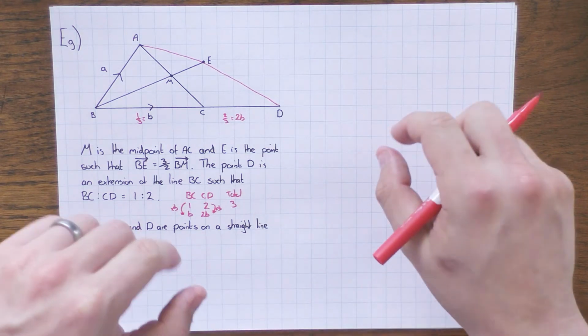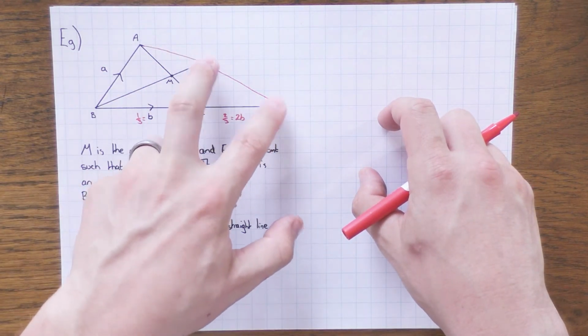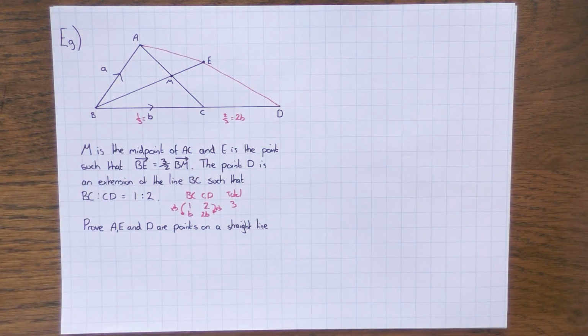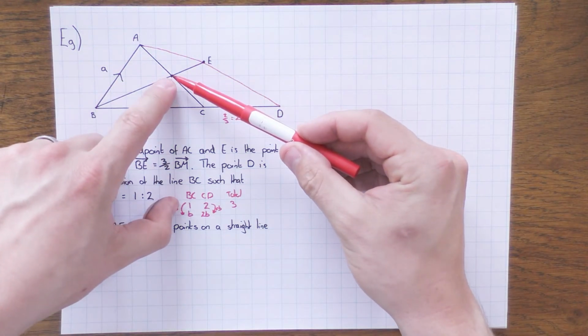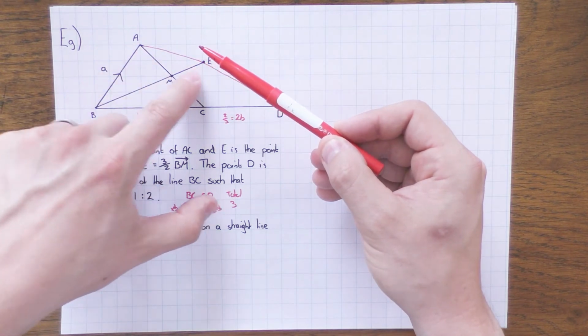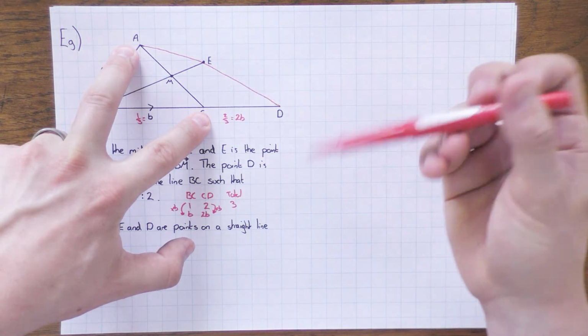So what do we need to do? We need to work out A to E. We need to work out E to D, prove they're parallel, and because E is the same point, must be a straight line. So that's what we're going to do. Let's get cracking. A to E, I need to know that, and I need to know that. I don't know that. The only way I can get that is to work out A to C first.